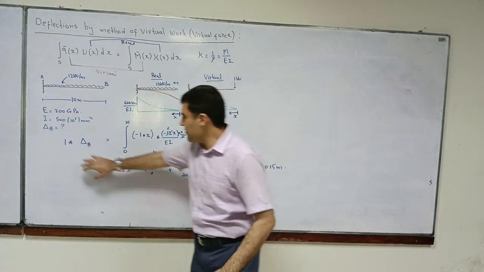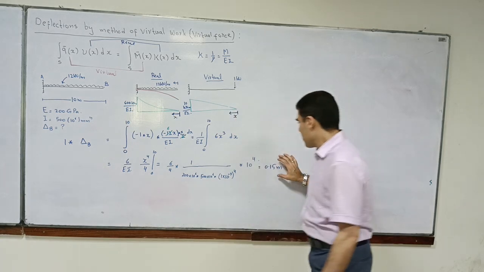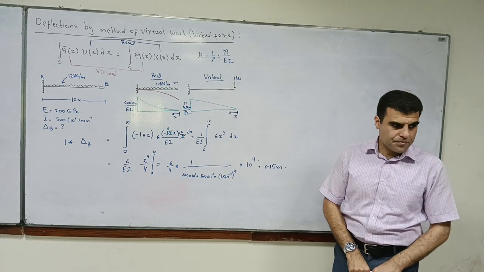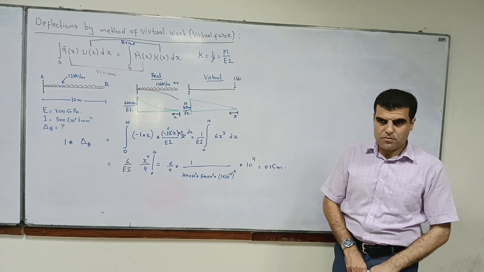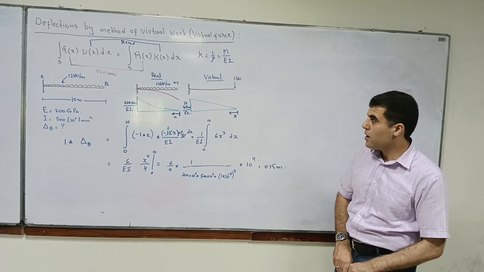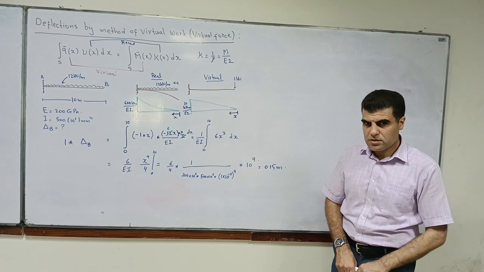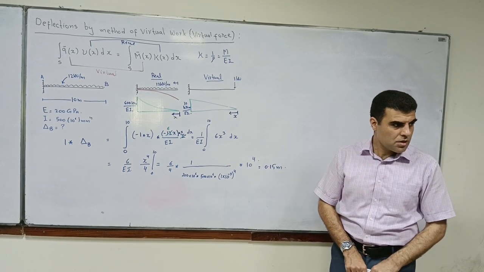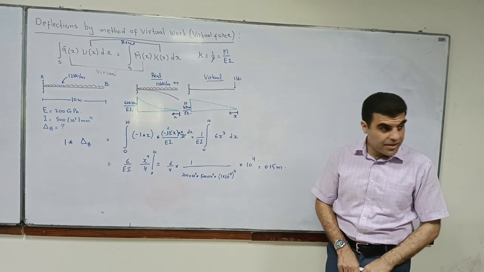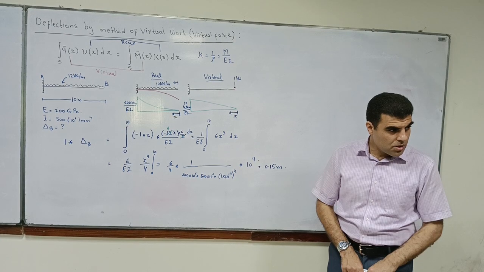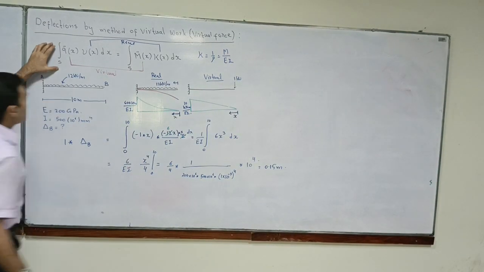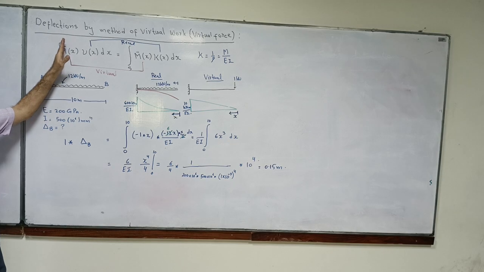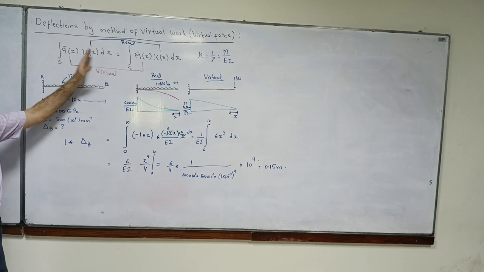So the deflection comes out to be 0.15 meter. Okay, is that fine? Then, can you please tell me whether it was the left hand side? Which left hand side? Like we have done 1 into deflection, and the one for the unit load. In this formula, there is virtual load times the actual displacement.